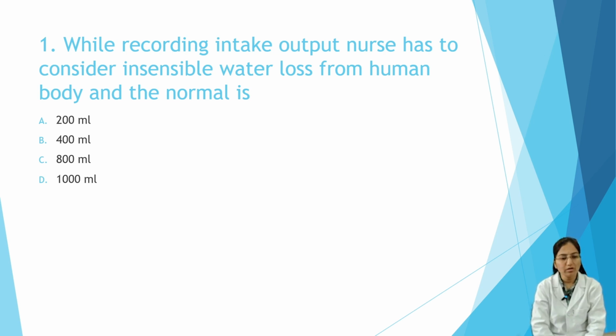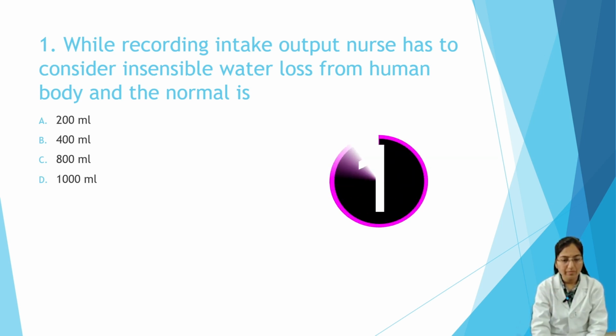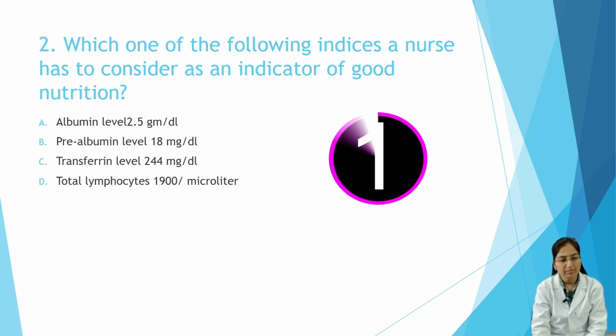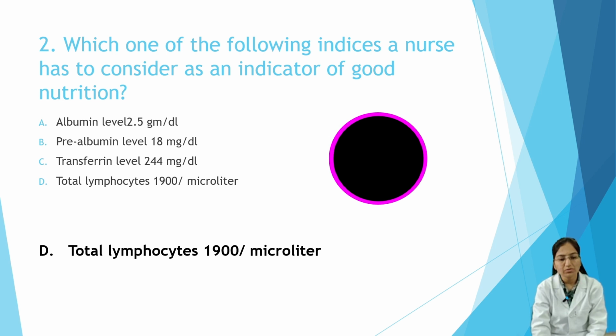We'll see the first question. While recording intake output, a nurse has to consider insensible water loss from the human body, and the normal is... Options are given. 800 ml. Second question. Which one of the following indices a nurse has to consider as an indicator of good nutrition? Options are given. Total lymphocytes 1900 per microliter.